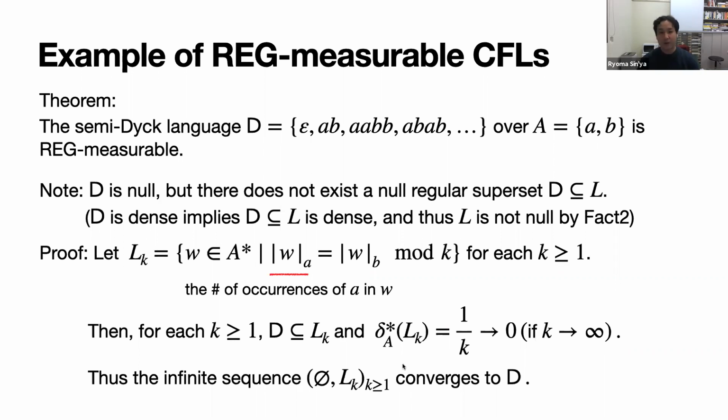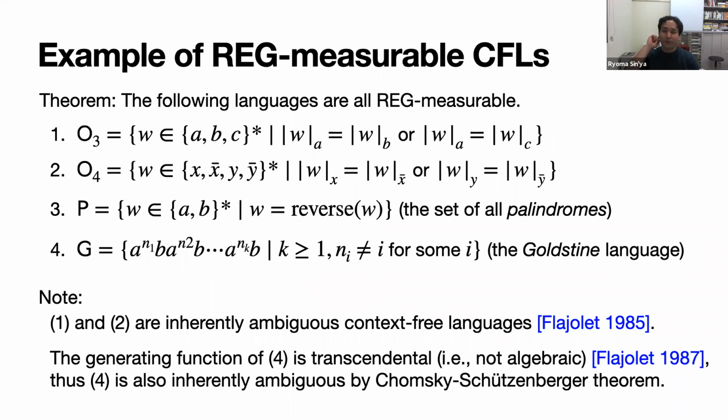Okay, very simple. And here we list more complex examples, which I proved are all regular measurable. The first one and the second one were investigated by Flajolet. He showed that these two languages, O3 and O4, are inherently ambiguous context-free languages, which means that there is no unambiguous context-free grammar generating them.